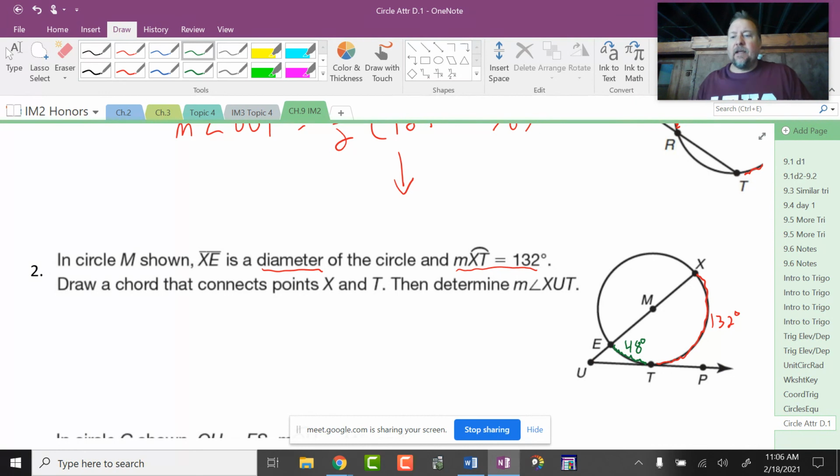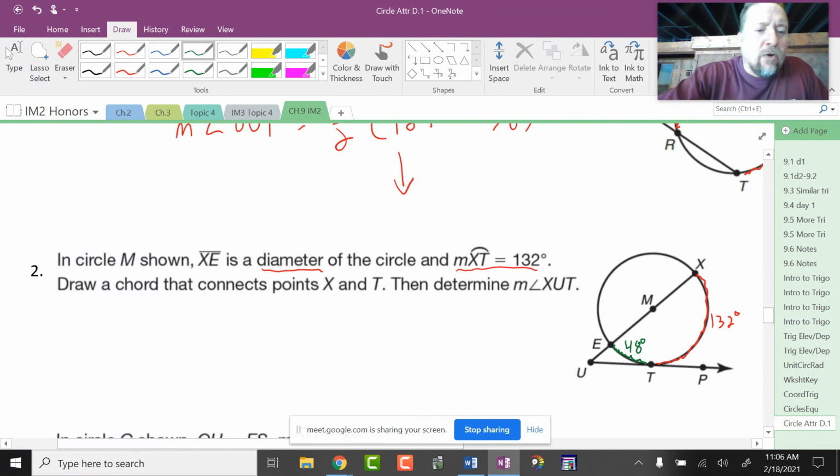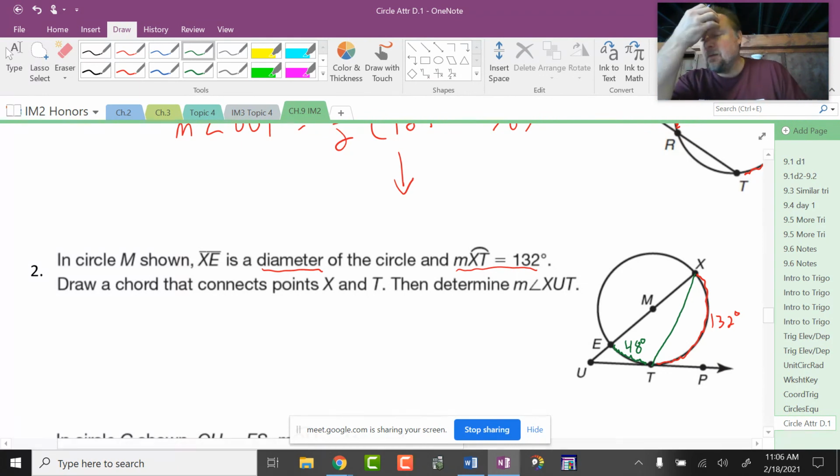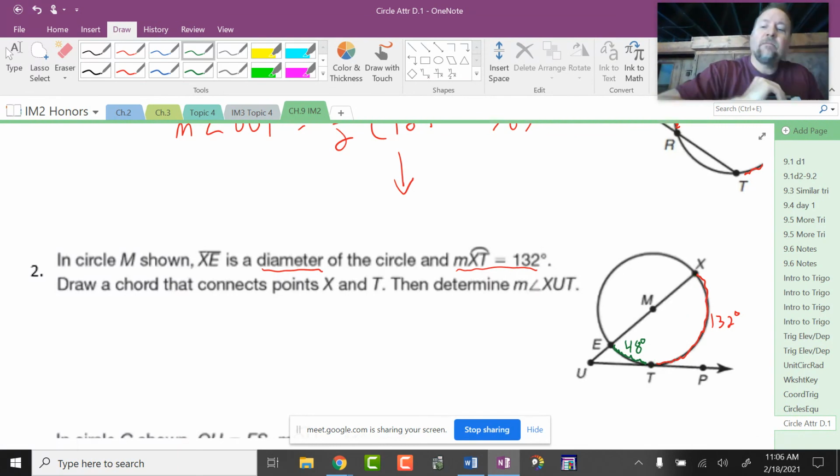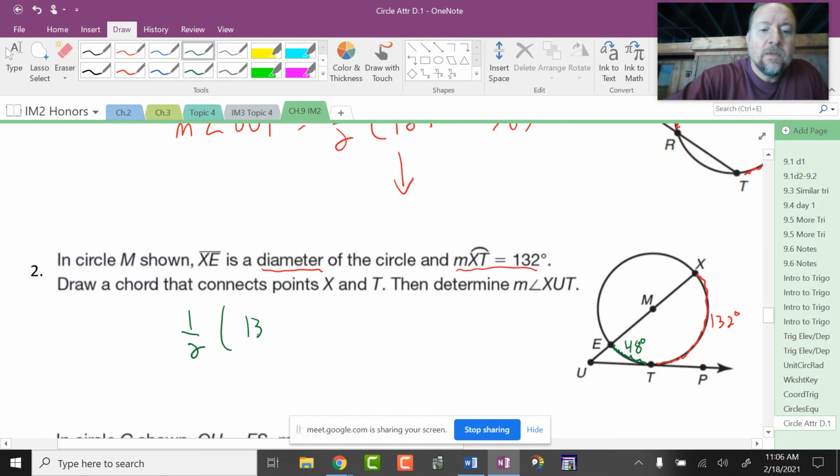So this is actually secant tangent, so it's the same rules. And I don't know why they say draw a chord that connects these. You don't really need that. I guess what they're trying to do is show that this is some sort of triangle. There is something else I could say about this, but I'm going to leave that off for a second and then show you a relationship here. So really what we could do to find XUT is half big minus small.